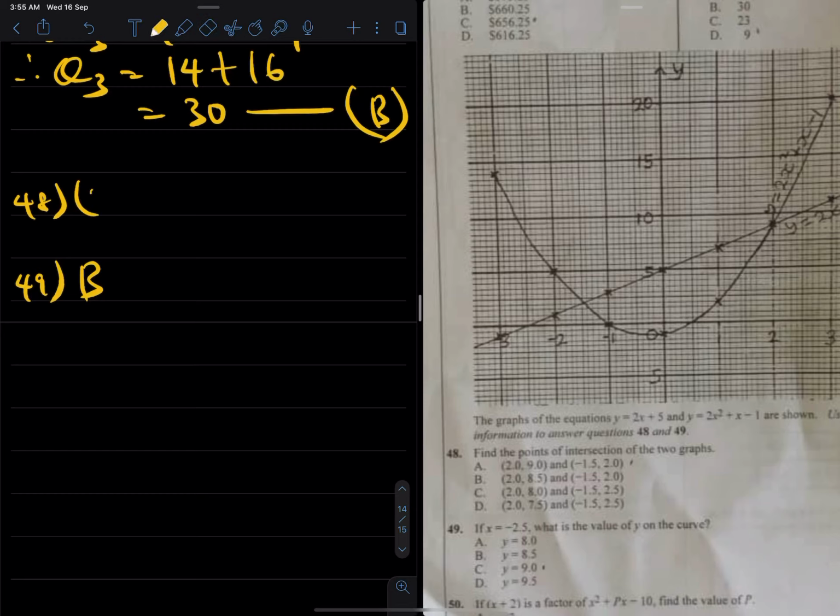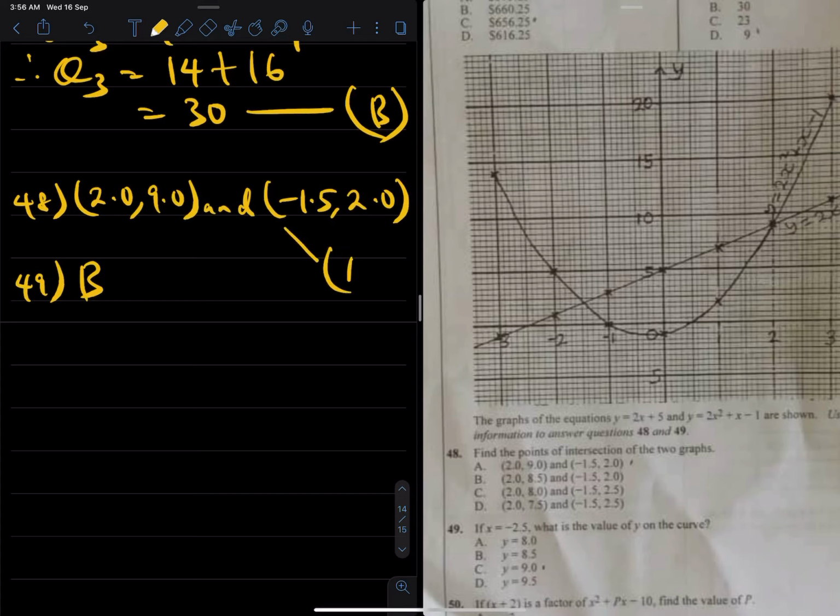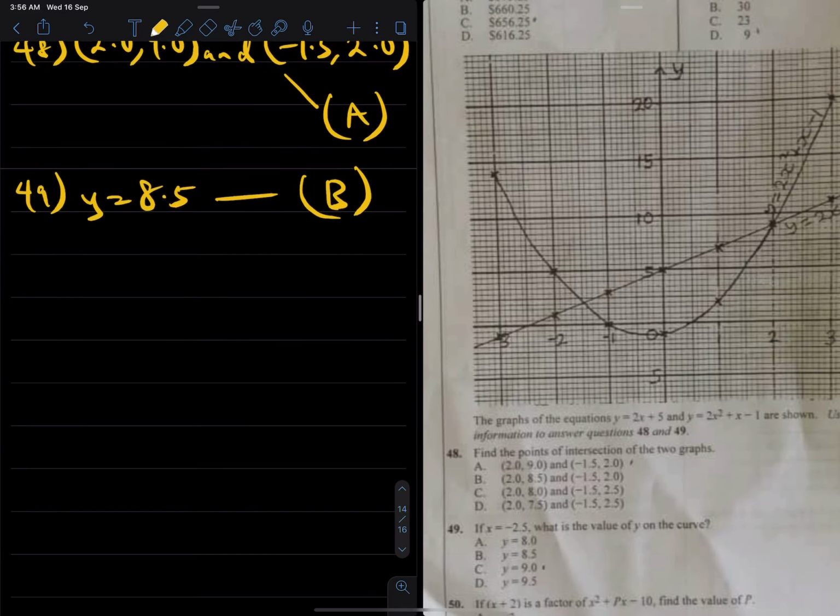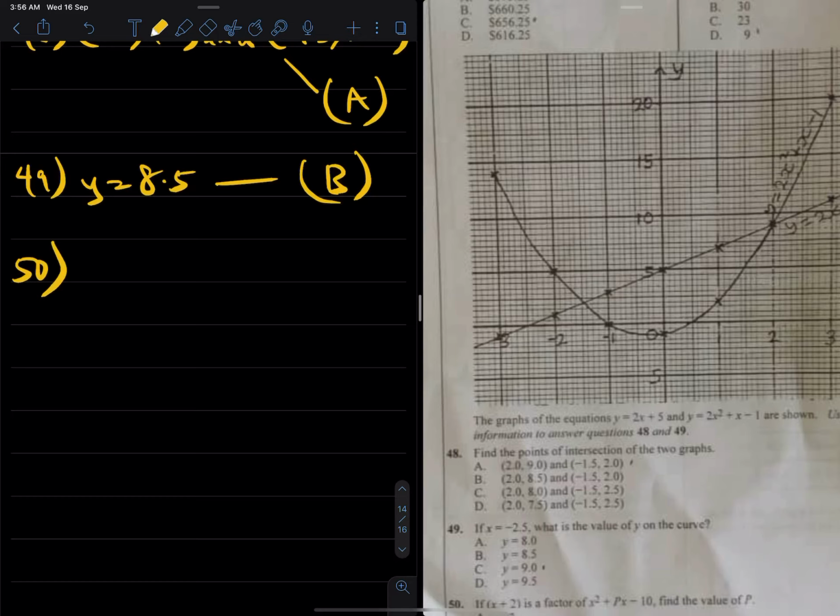Let me write the answers here. The points of intersection are 2.0, 9.0, and minus 1.5, 2.0, and that option is actually A. The correct option is A. Now to 49. When x equals minus 2.5, y equals 8.5, and the correct option is B. Now to the last one, number 50.